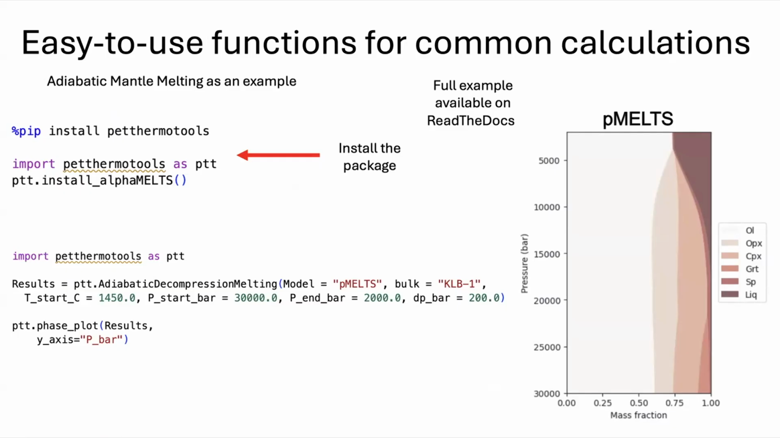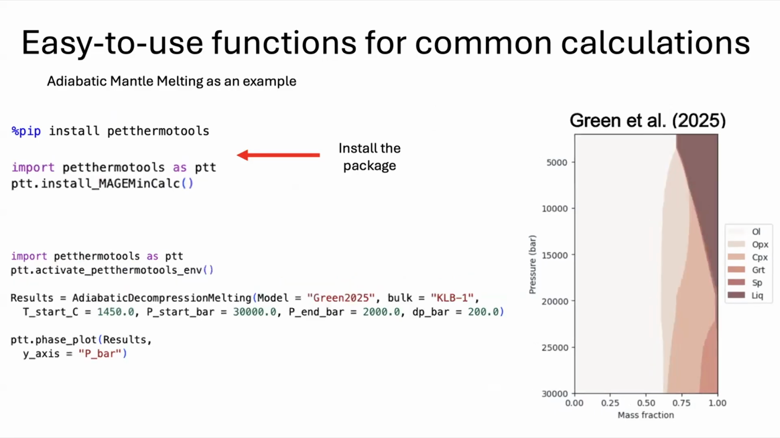Earlier on, we heard from Nicholas Riel about MAGEMin. In my mind, one of the really exciting things we were able to do with PetThermoTools, through collaboration with Nicholas, is get it to work not only with alphaMELTS, but also with MAGEMin. So if you wanted to run exactly the same decompression calculation with MAGEMin instead of alphaMELTS, all you would need to do is change a couple of lines in the installation code.